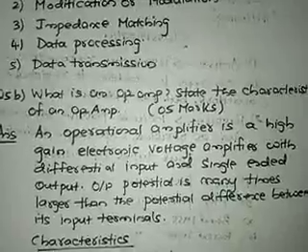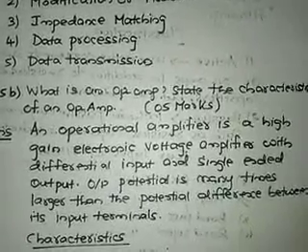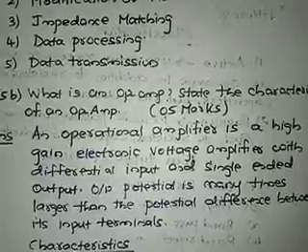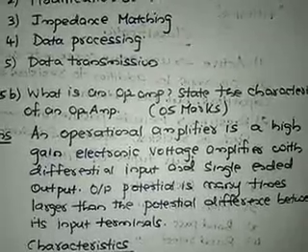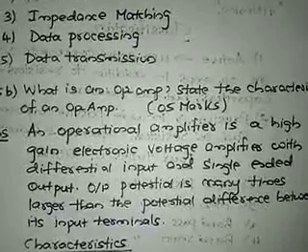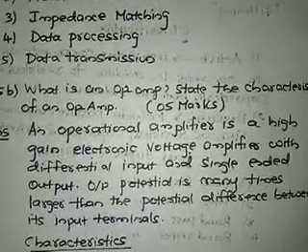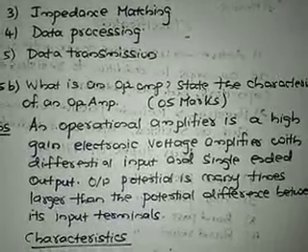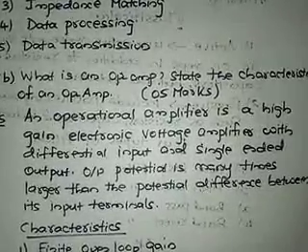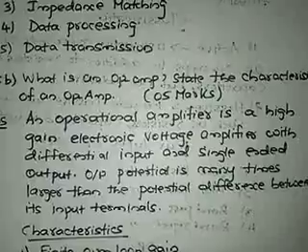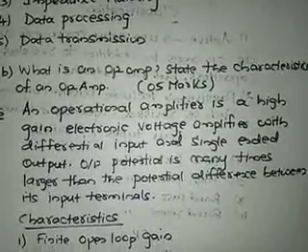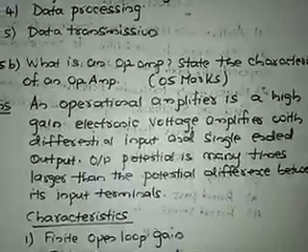First, the definition. An operational amplifier is a high gain electronic voltage amplifier with a differential input and single ended output. Output potential or output voltage is many times greater than the input voltage. So this is called the operational amplifier. Output potential is many times larger than the potential difference between its input terminals.